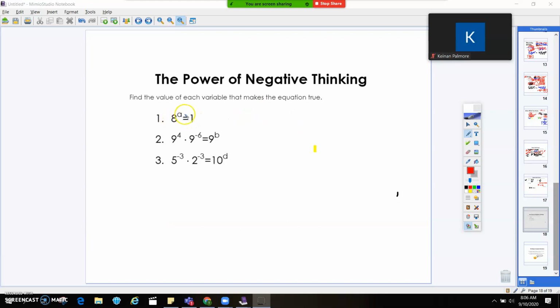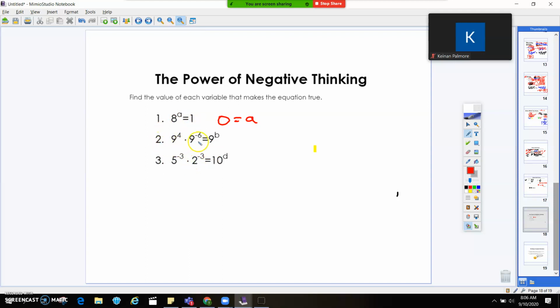So 8 to what power gives us 1? Well, we just learned that anything raised to the 0 power is going to give us 1, right? Okay, that should be a quick and easy one. This is also going to be on your SAT. If you haven't taken your SAT yet, or if you haven't taken the ACT, there's a lot of these type of questions. So you have to know your power rules, okay?